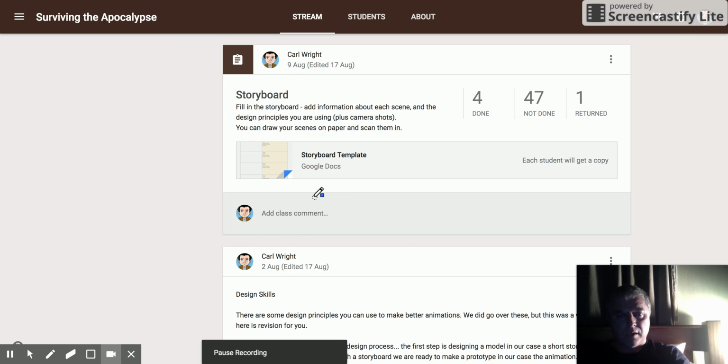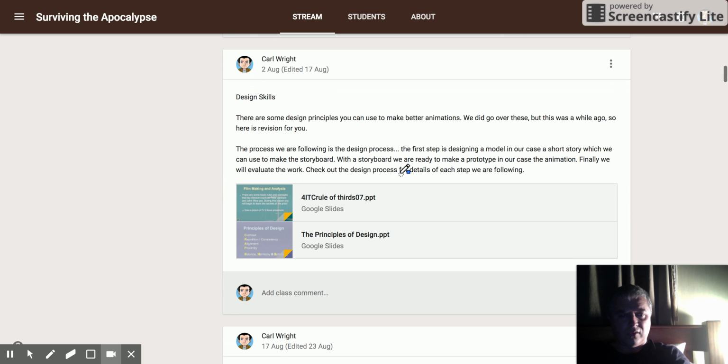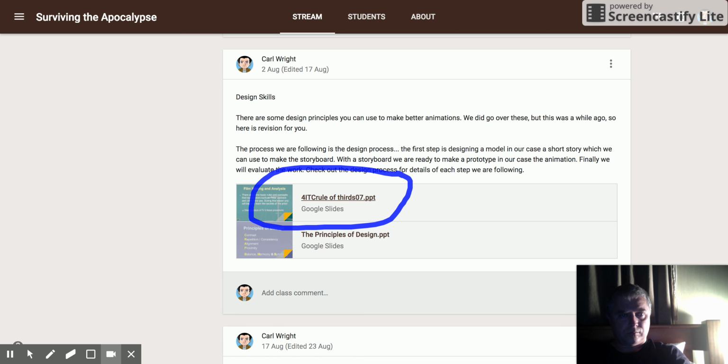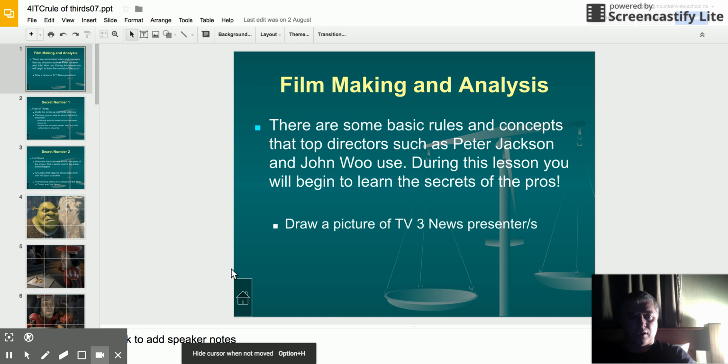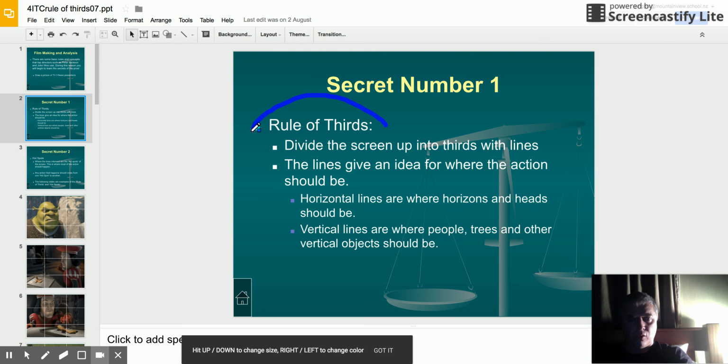So back in our storyboard, we're just going to go down and look at this PowerPoint slide here. Now this PowerPoint slide explains all the design concepts that we need for the storyboard template. Let's open that up. So the first design concept that I want to explain is the rule of thirds.